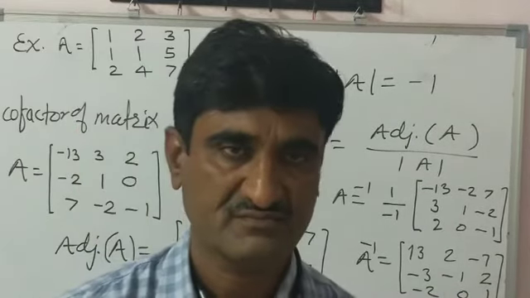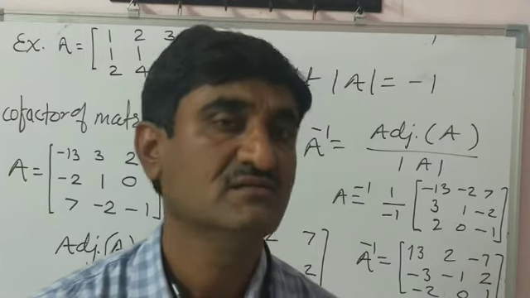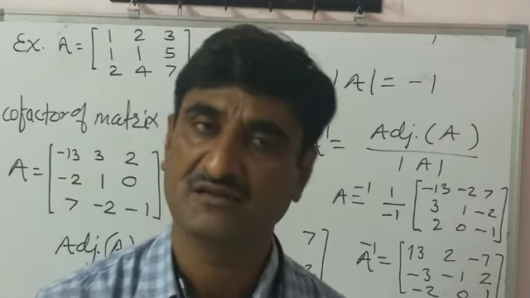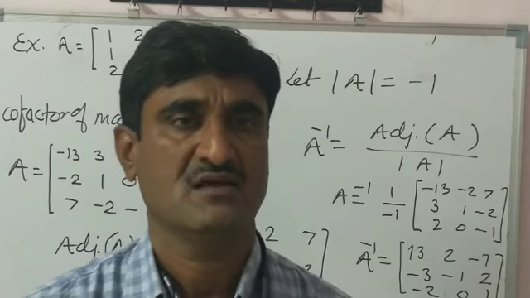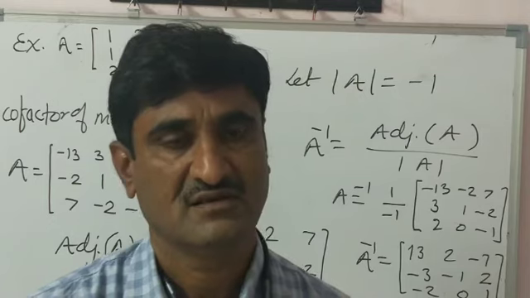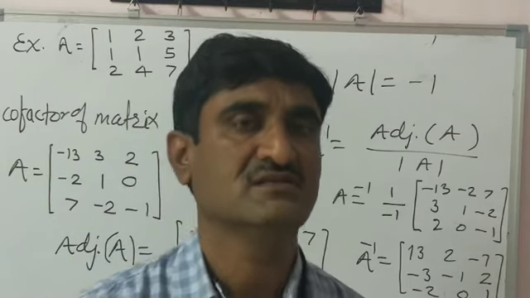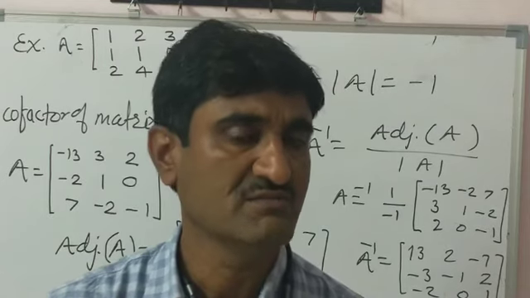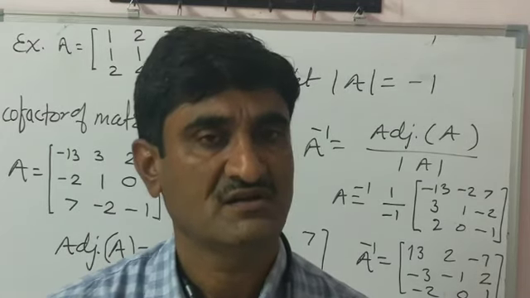In this way, we find the inverse of a matrix by the adjoint method. For this, the necessary terms are minor, cofactor, adjoint, and then the inverse. And in this way, very easily we can find the inverse of a matrix by the adjoint method. The next part in the next period.